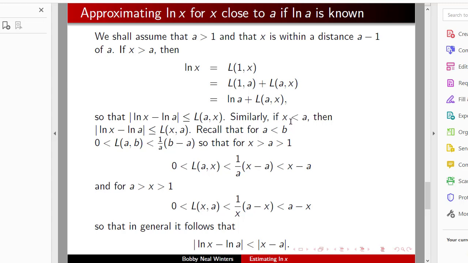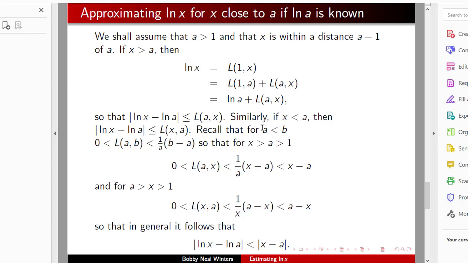And we can do a similar calculation. If x is just a little smaller than a, we can, again with an absolute value, get that the absolute value of the natural log of x minus the natural log of a is less than L of [x,a], with the values x and a switched around, to keep this positive.